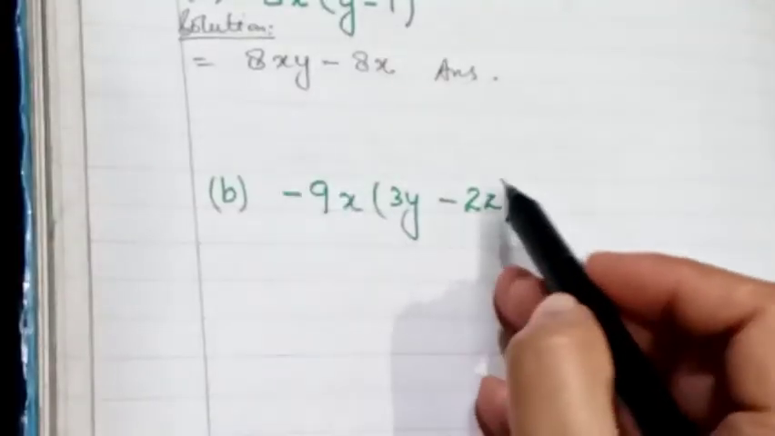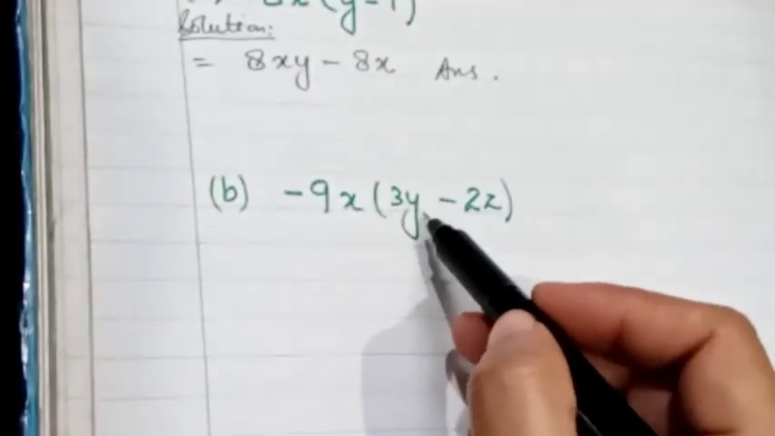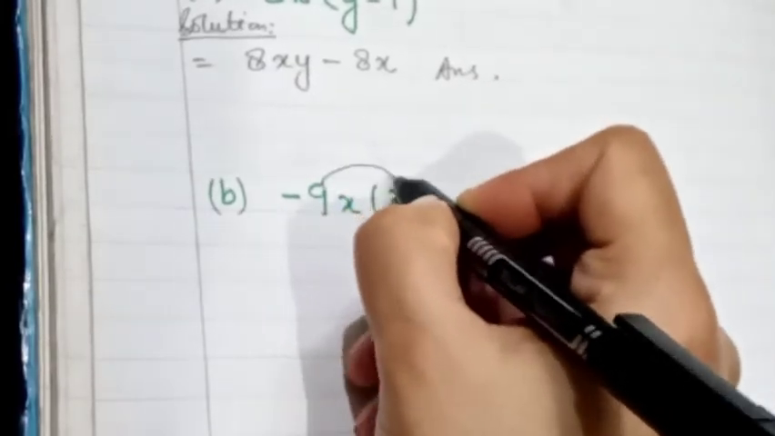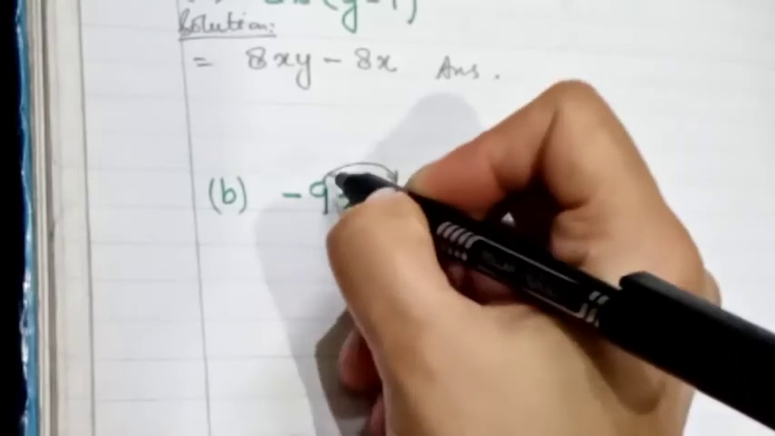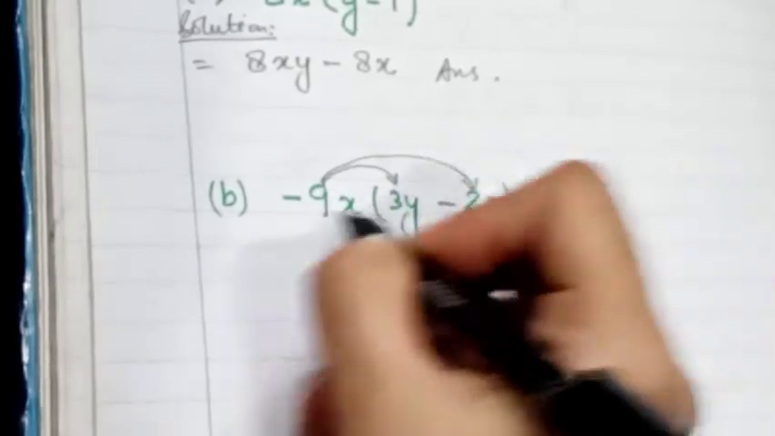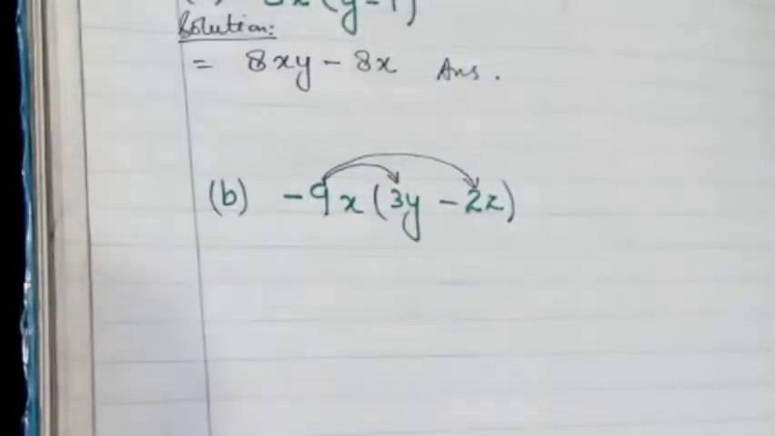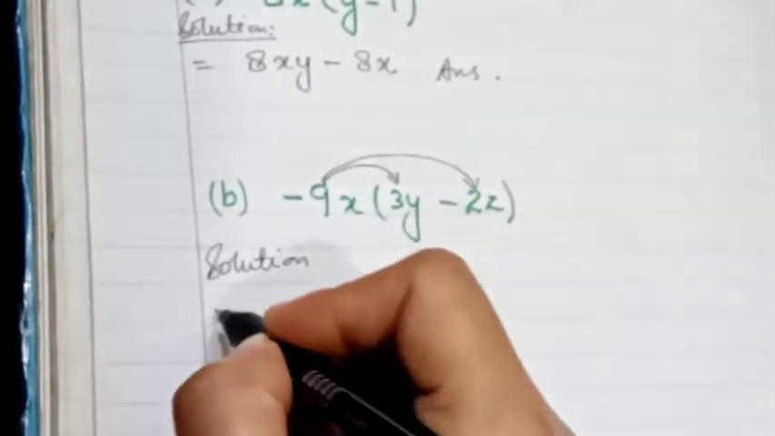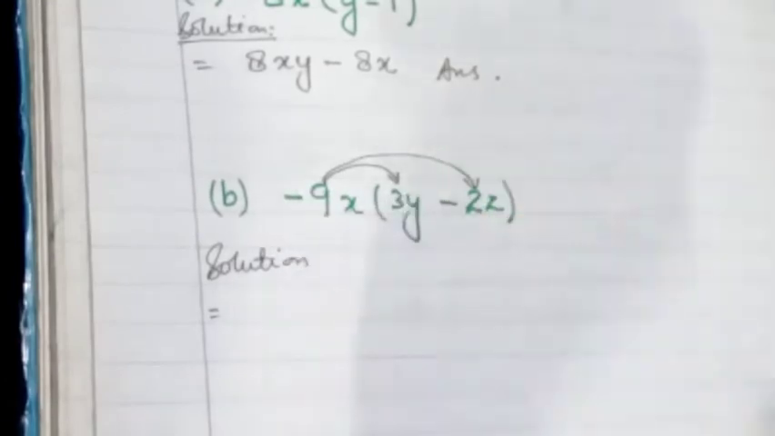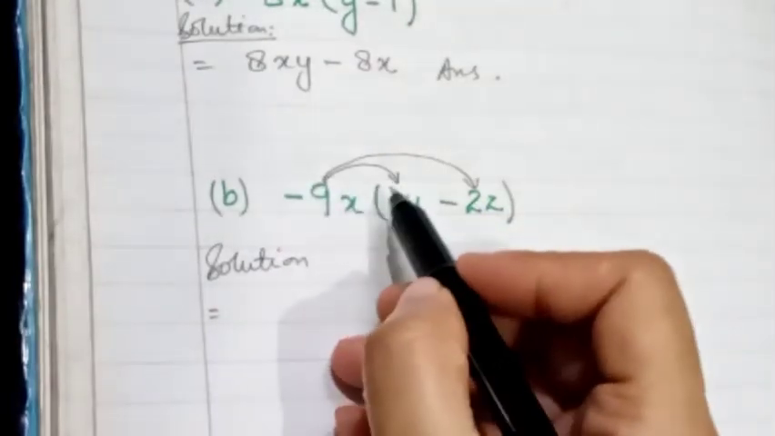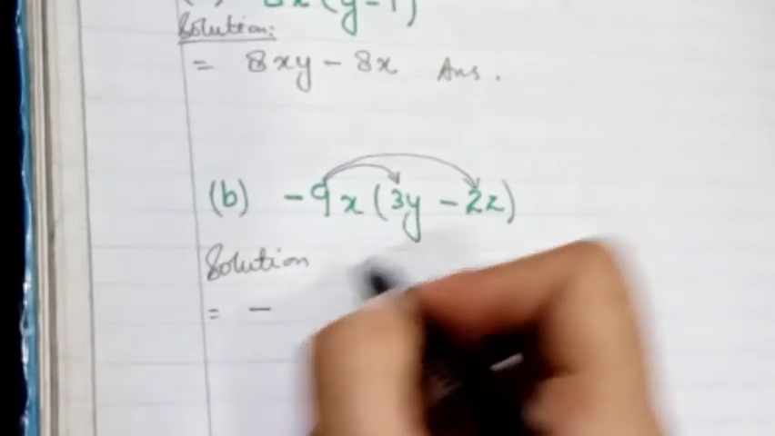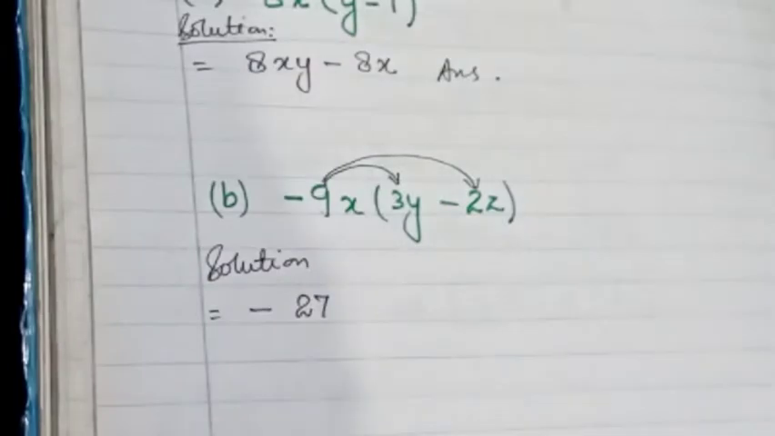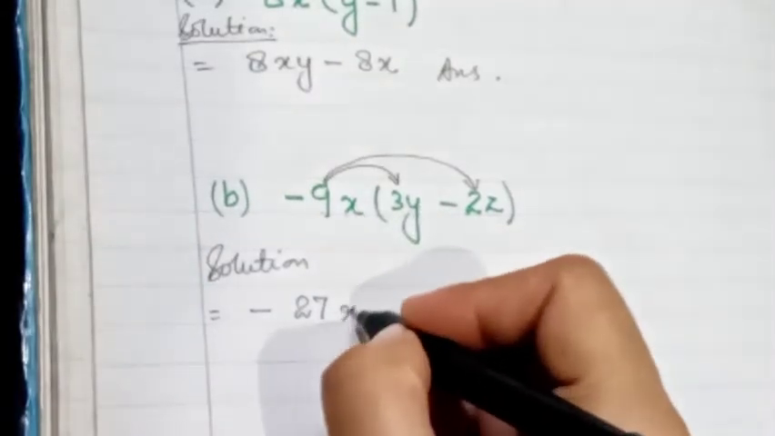In part B we have minus 9x and inside the bracket we have 3y minus 2z. So I have to multiply minus 9x with this 3y first. Then we have to multiply minus 9x with minus 2z. Starting solution. When I am multiplying this minus 9x with 3y, first I have to multiply their sign. Minus plus minus, 9 3s are 27. Then multiply x into y means xy.